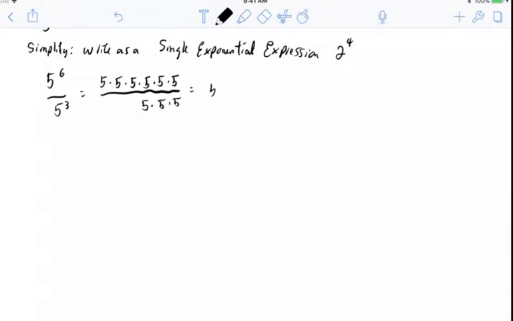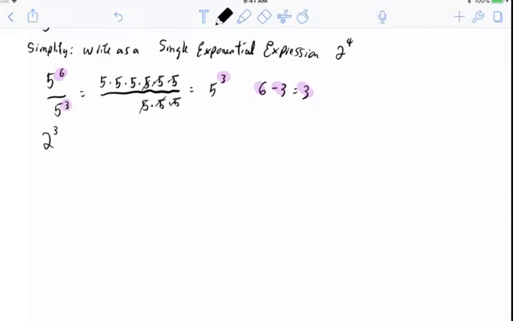Cancel, cancel, cancel. There's 3 of them left, so 5 to the 3. And then check for yourself: 6 minus 3 is indeed equal to 3.